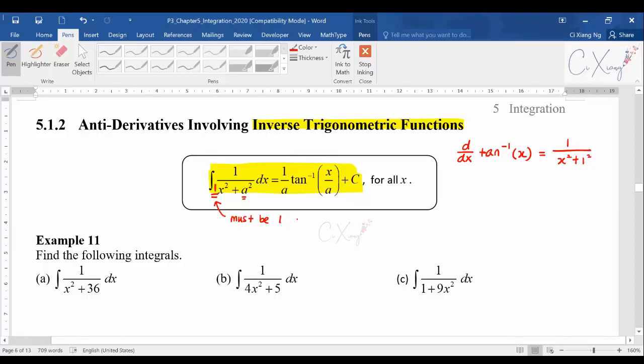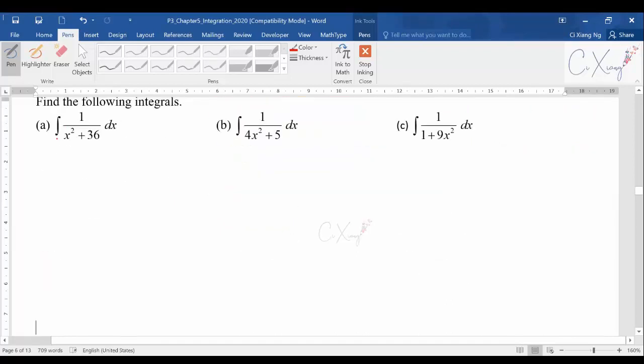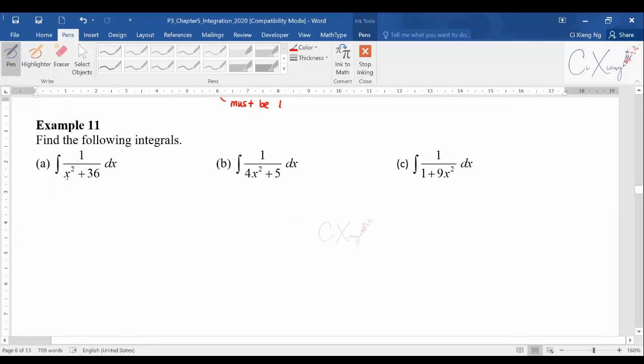Okay, so let's have a look and see how we are going to integrate all this. For example 11, part A, you will see that this is the expression they want you to integrate. The coefficient of x squared is already a 1, therefore you don't need to do any adjustment. If you continue from here to do the integration, maybe you want to rephrase it as x squared plus a squared. So 36 means 6 squared.